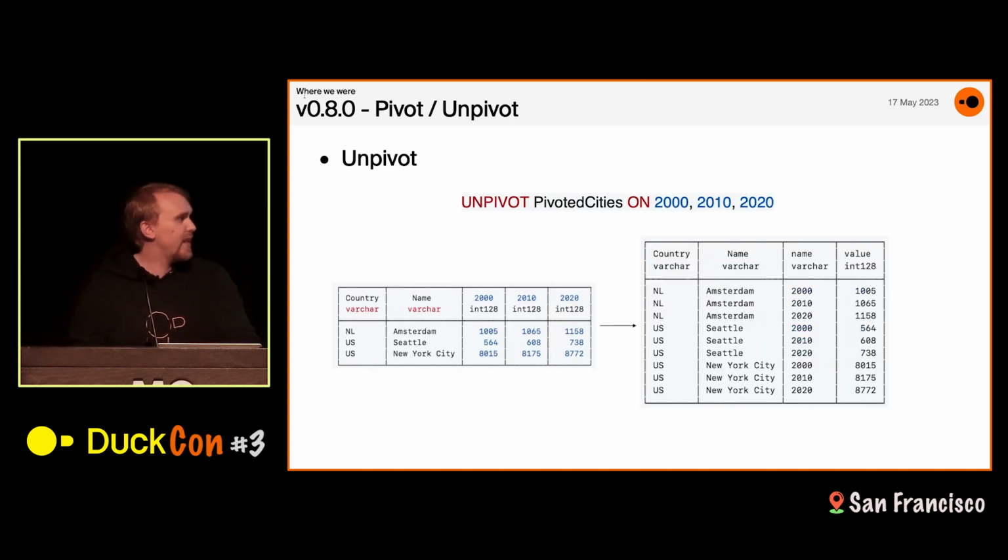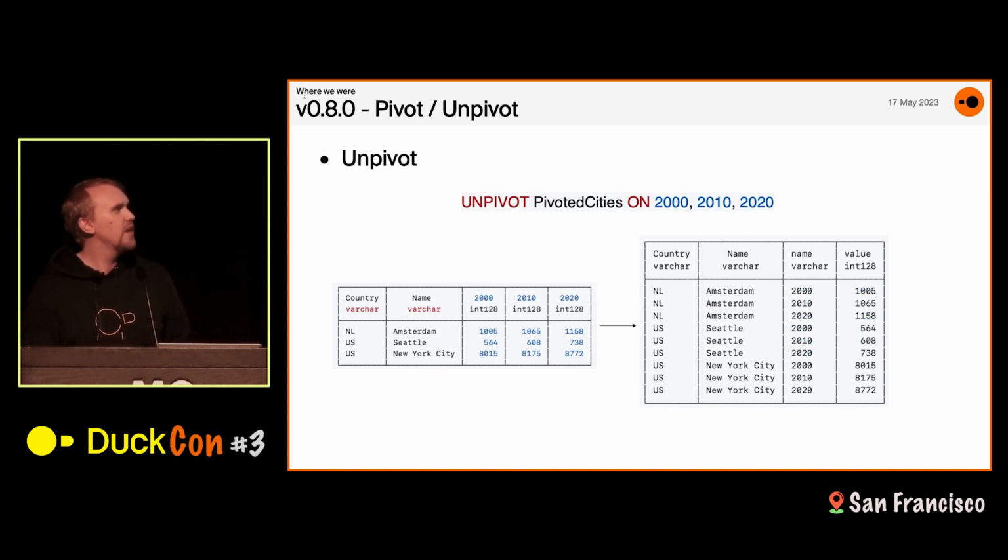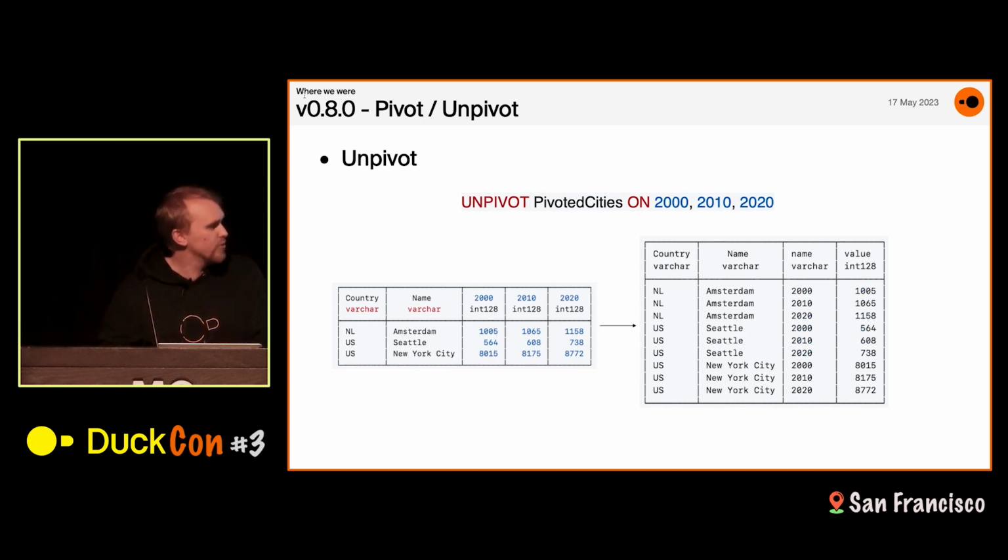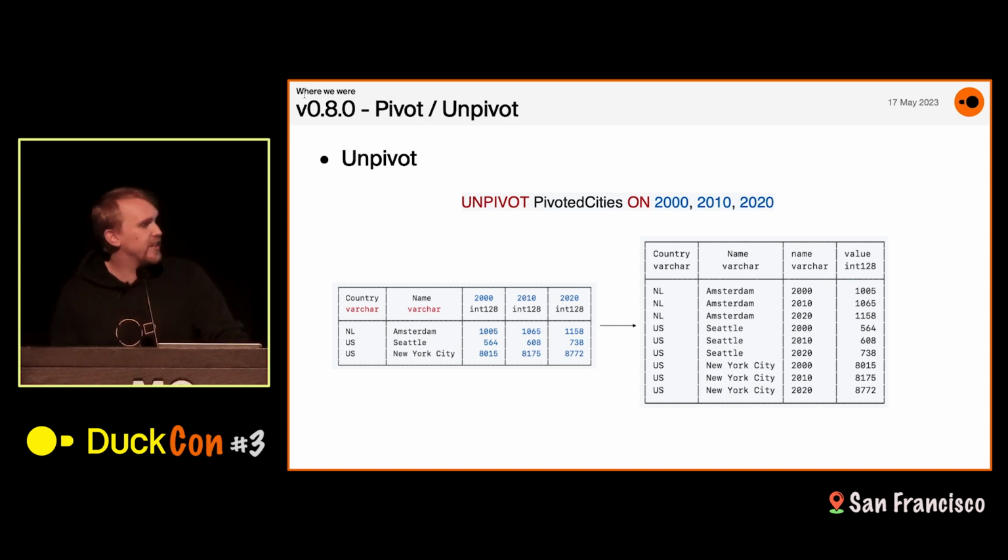So you have pivot and you have unpivot. That's kind of the opposite, right? Pivot turns rows into columns. Unpivot turns columns into rows. Both of those are very useful depending on which data sets you're working with.